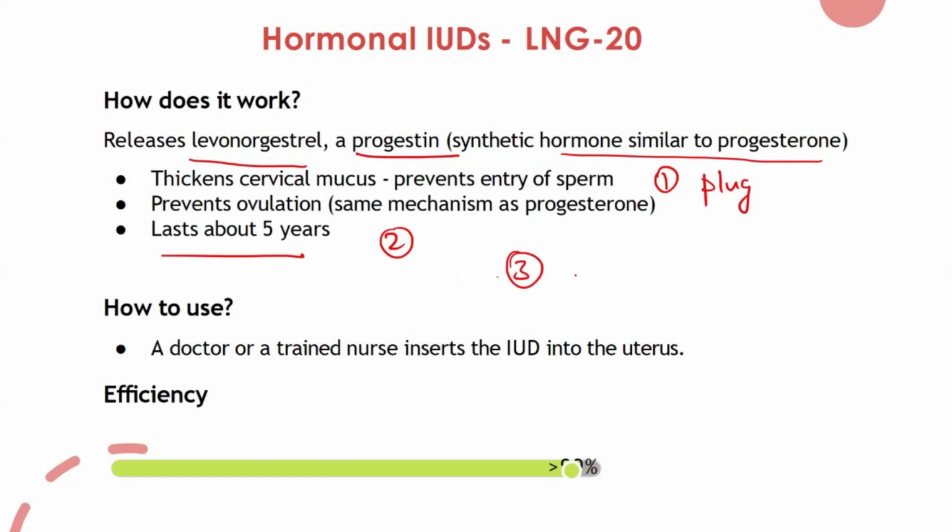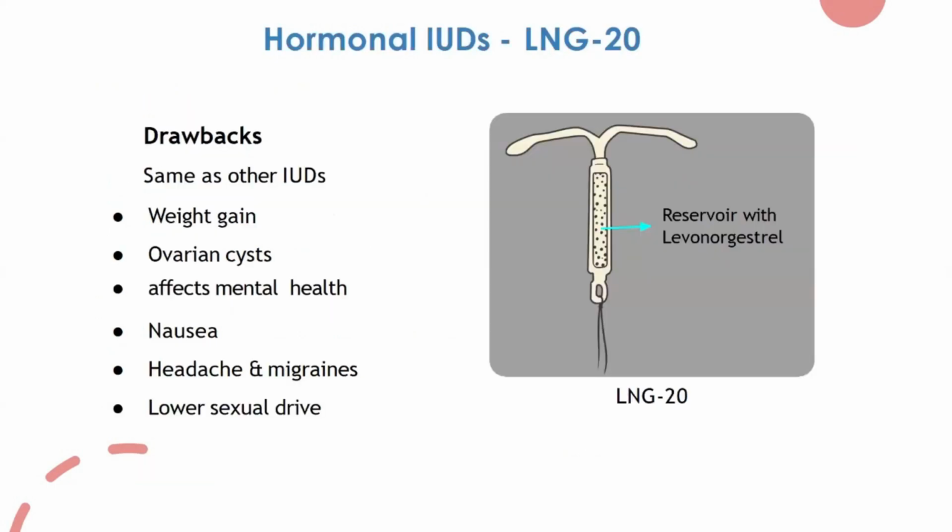It will also cause implantation to not occur, because this will entirely prevent the hypothalamus from releasing. So there will be no anterior pituitary, no FSH, no LH, and even estrogen cannot be produced. So that will maintain the endometrial thickness at a low level, and implantation cannot happen, right? How is it used? A doctor or trained nurse will insert it. Efficiency is 99%.